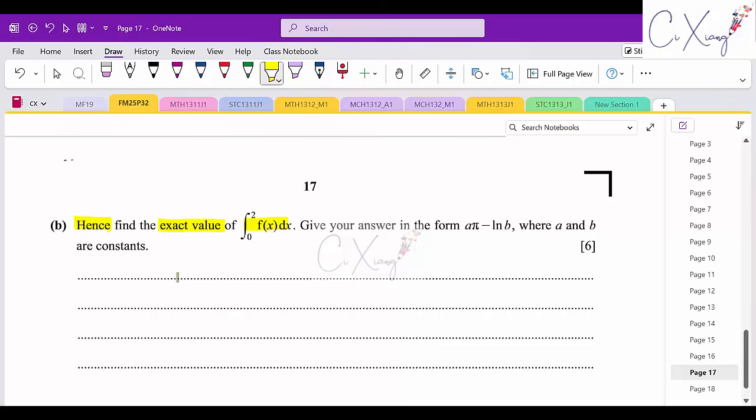Alright, so usually the style is like this. In part A, when you try to do something or prove something or solve for something, you very likely need to apply it in the next part. Therefore, you see the word "hence" here. I want to find the exact value of the integral from 0 to f of f(x). Give your answer in terms of something like this, where a and b are constants.